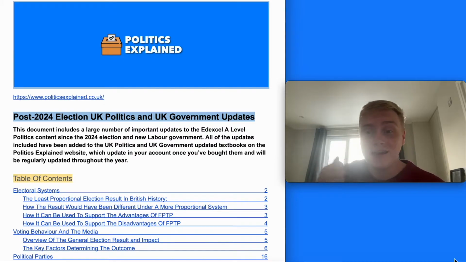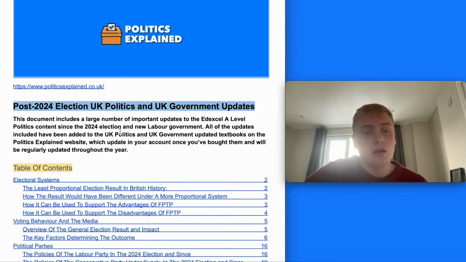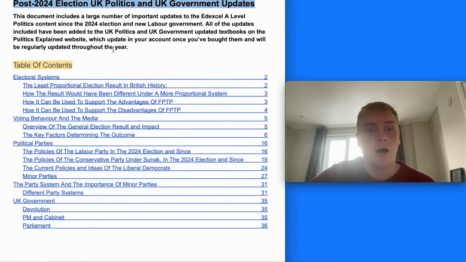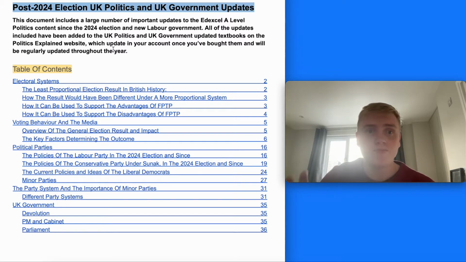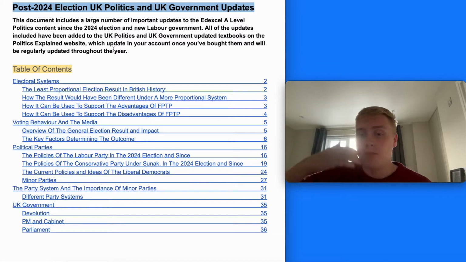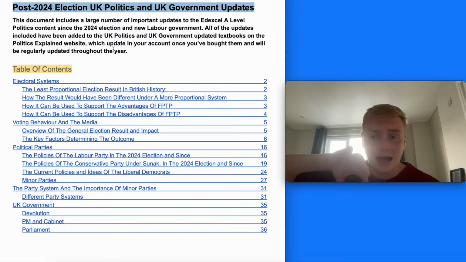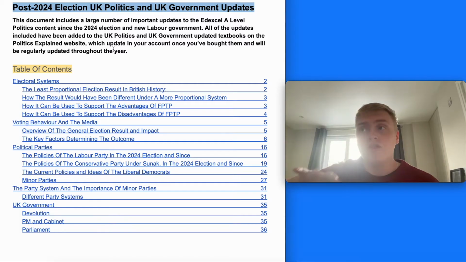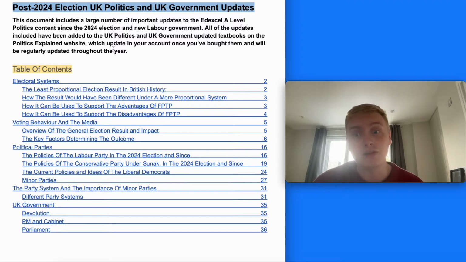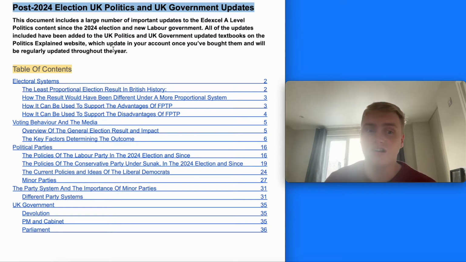But without further ado, let's get into it. So starting off, having a look at the contents of the different parts of the specification this is going to go through. The vast majority of the updates are to UK politics because that's where elections, party policy, etc. come in. So we're going to first look at electoral systems, how the election can be seen in relation to first past the post or other more proportional electoral systems, and in particular the fact that it's the least proportional election result in British history.